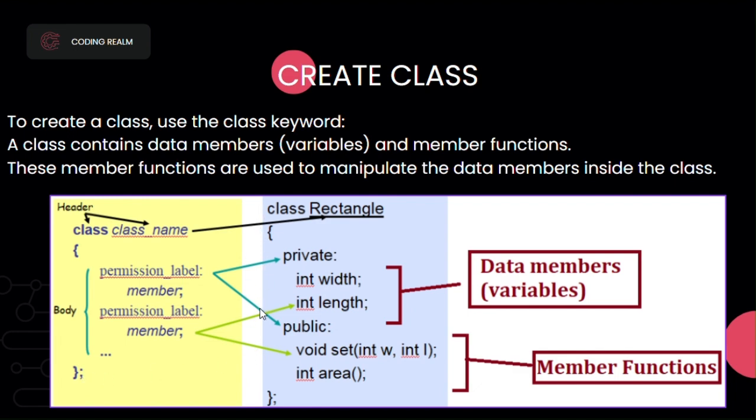Look at this example. I need to calculate the area of a rectangle. The class name is rectangle. The permission labels are private and public. In private, I need to declare the width and the length. And in public, I need to use the set function. I need to define W and L, width and length, and I need to calculate the area. The private part is the data member variables, and the block in the public part is the member functions.